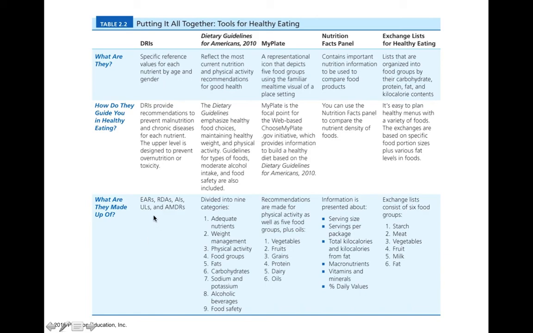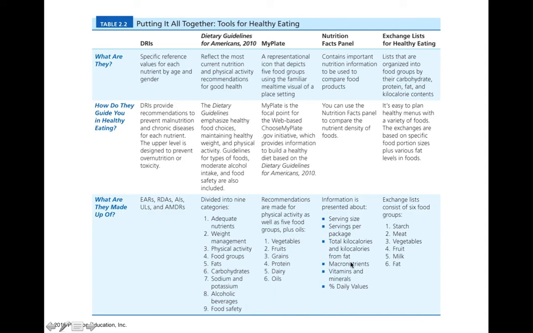So the DRIs are comprised of all those acronyms we talked about earlier: EARs, RDAs, AI, UL, AMDRs, right? The dietary guidelines are divided into 9 categories: adequate nutrients, weight management, physical activity, food groups, fats, carbohydrates, sodium and potassium, alcoholic beverages, and food safety. And MyPlate will help you make recommendations on the content or the amount of each that you're going to need in terms of vegetables, fruits, grains, proteins, dairy, and oil based on your level of physical activity.